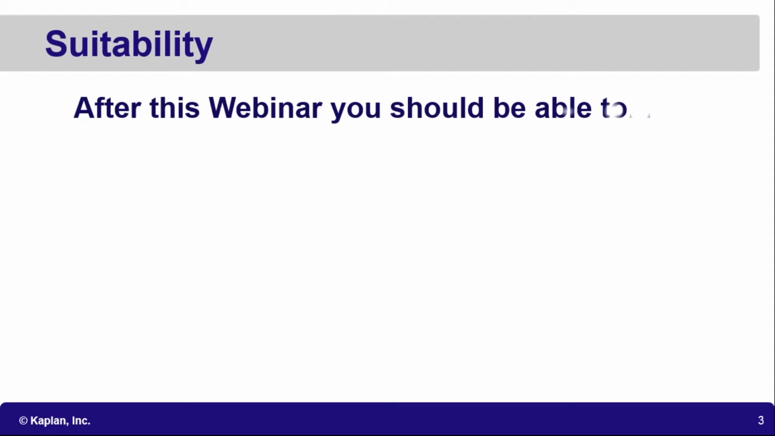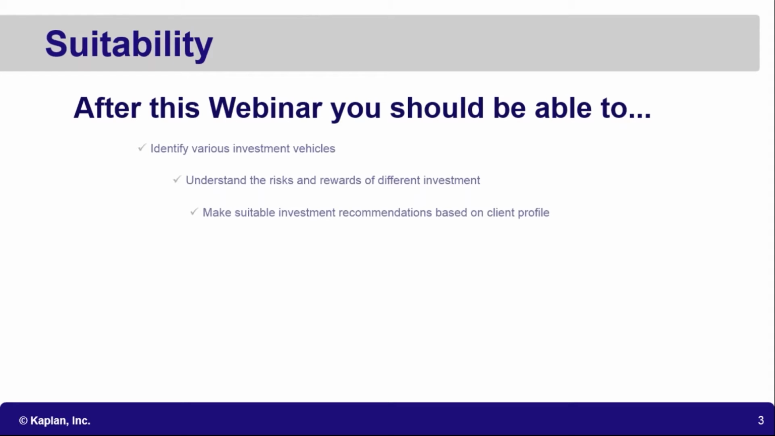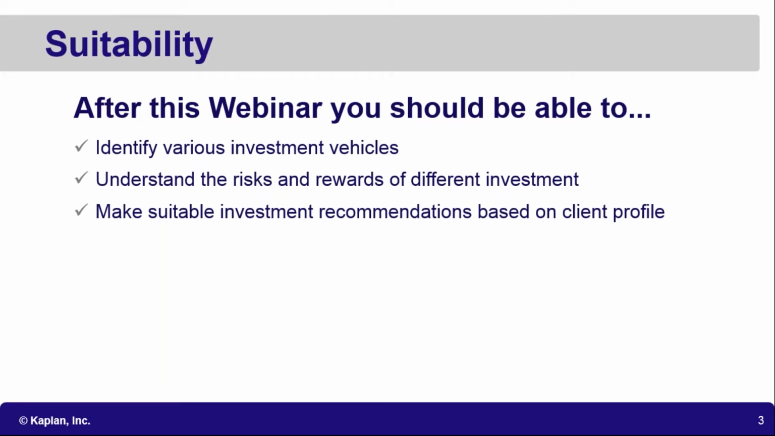After this webinar, you should be able to identify the various investment vehicles that you can offer people. It depends on what kind of license you have. If you have a Series 6 license and a Series 63 license, you'll be able to offer variable insurance products, also closed-end funds, and you'll also be able to offer mutual funds to people. With a Series 7, you'll have a much wider range of vehicles you can offer people.